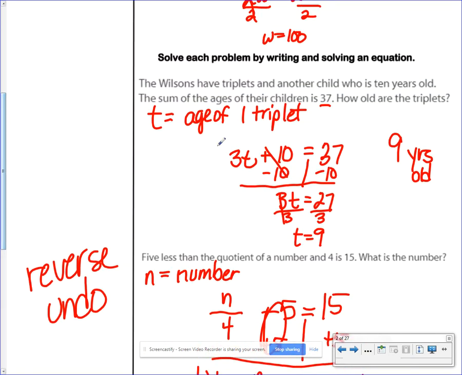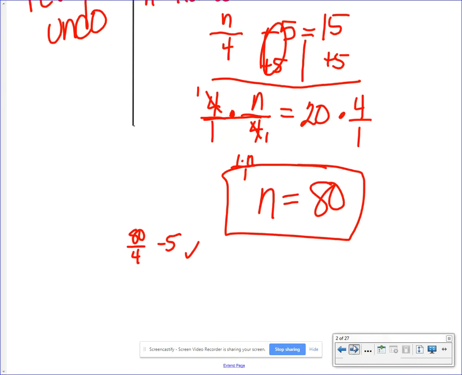Back up here. 9 years old for the triplets. If I take 3 times each triplet and then add another 10, does that equal 37? Yes, it does. Yes, it does. Okie dokie. Do we have more examples?